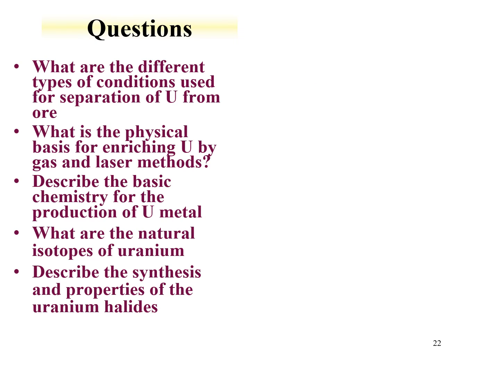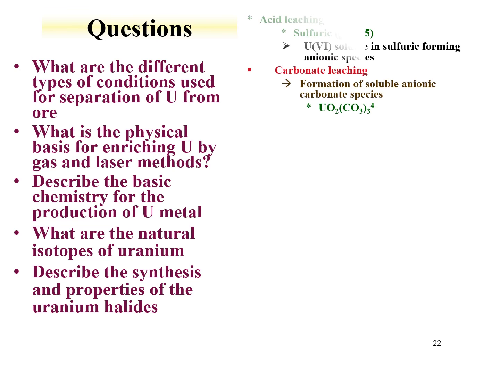Some questions that you should be able to answer based upon the two lectures are listed here. One would be, what are the different types of conditions used for separation of uranium from ore? Well, there's two types of conditions. One would be an acid leaching, for instance, with 1.5 molar sulfuric acid. Uranium-6 is soluble in sulfuric acid forming anionic species, so uranyl sulfate.